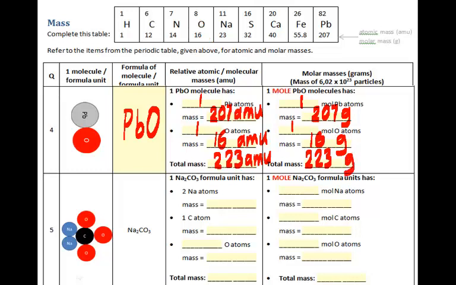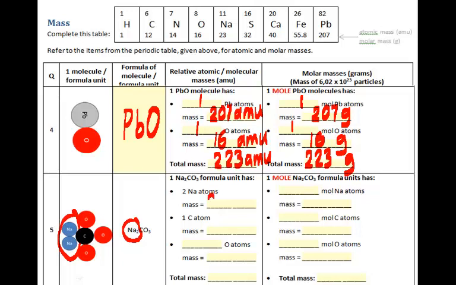Here we have sodium carbonate, Na2CO3. We can see that 1 formula unit, this is now called a formula unit, not a molecule. Why? Because this is an ionic substance. So 1 formula unit has 2 Na's. We can see that little 2 there means that there are 2 Na's for every 1 C and 3 O's.